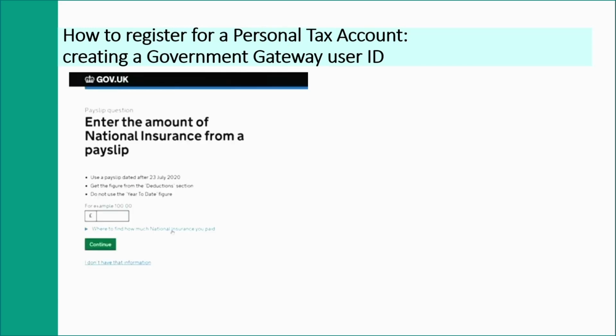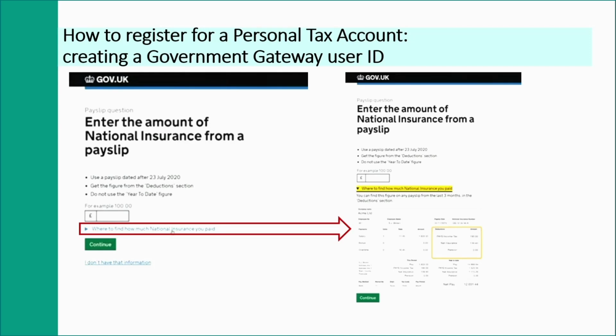We're then taken to the Enter the Amount of National Insurance for a Payslip page. What's really useful is that, as well as giving you a list of requirements, you can use a link to open up an image showing you where to find how much national insurance you paid. Having entered the amount, we click or tap Continue.